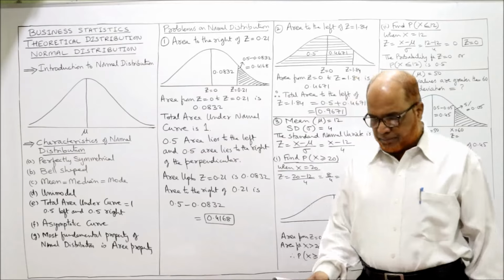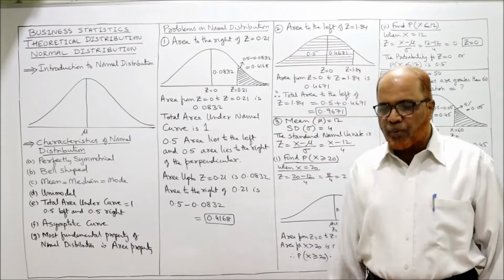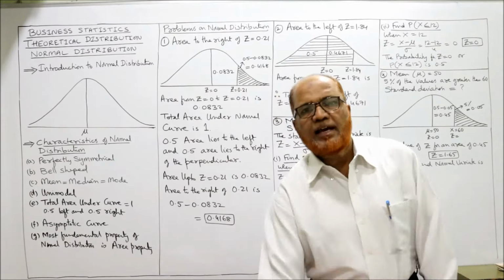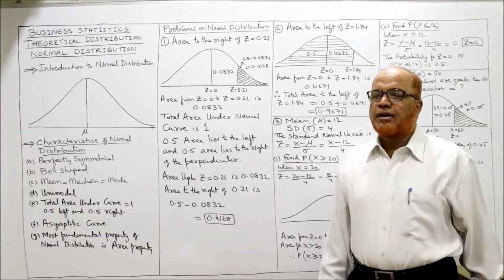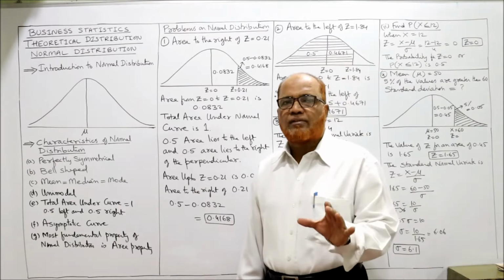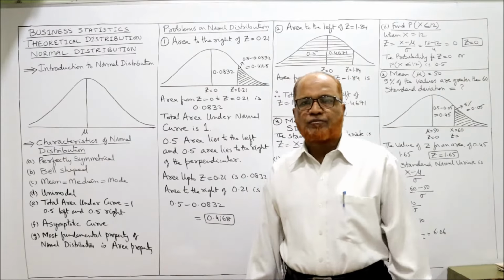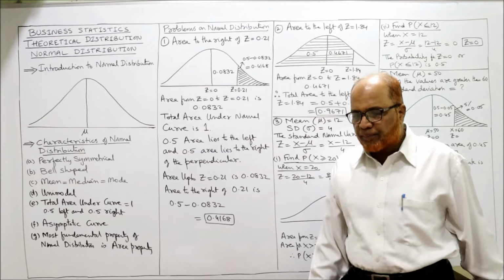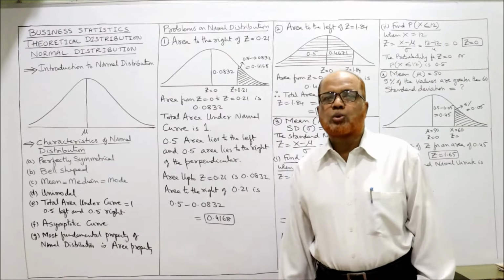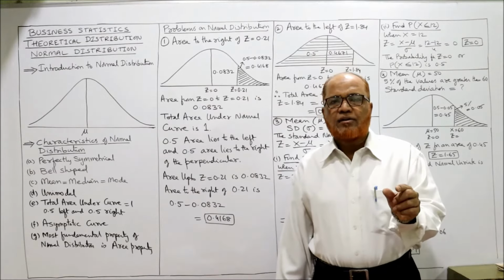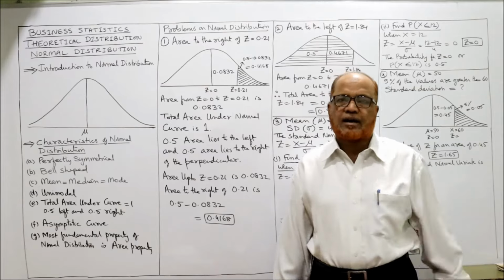Now, first problem. Find the area to the right of z equal to 0.21. These are the starting basic problems, where we are concerned only with finding the area. In the first 2-3 problems, later on we will do some advanced, tougher problems. So what is the first problem? Find the area to the right of z equal to 0.21. We have to find the area for z greater than 0.21, the area beyond 0.21.